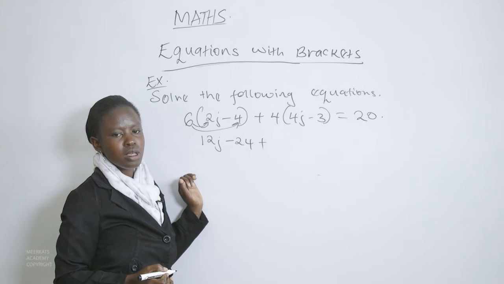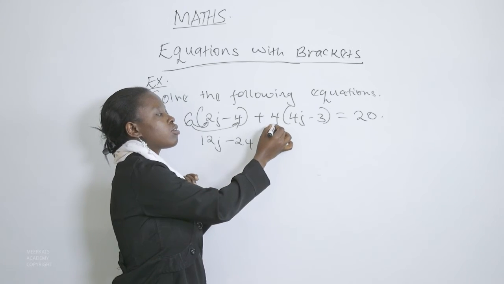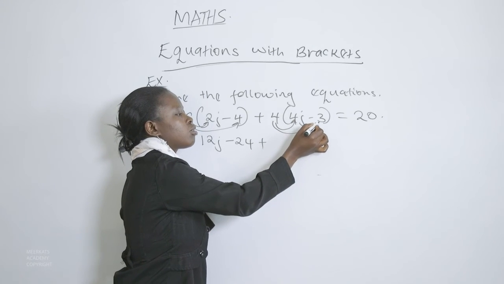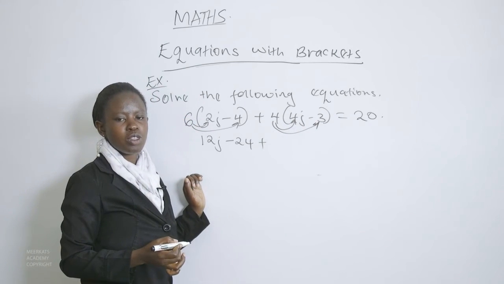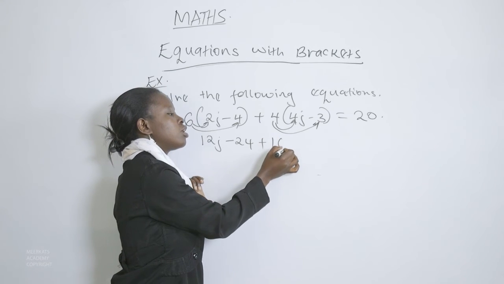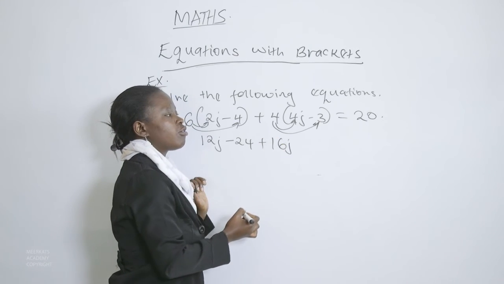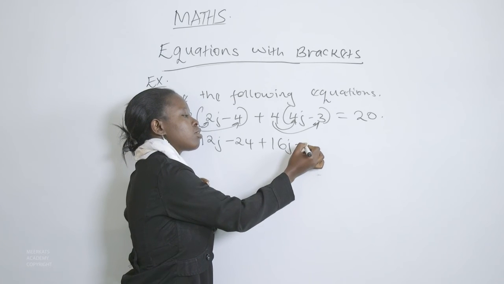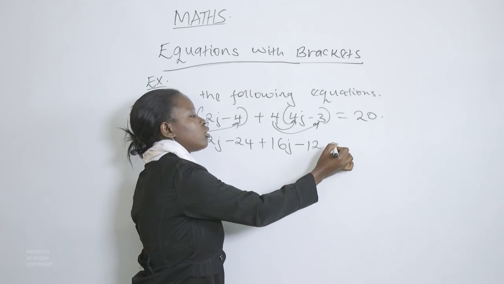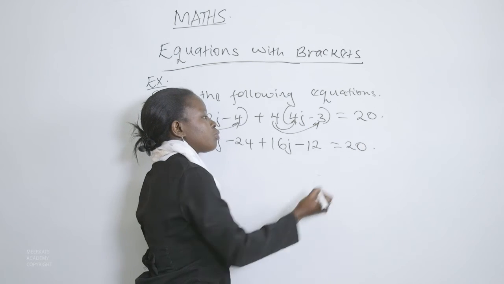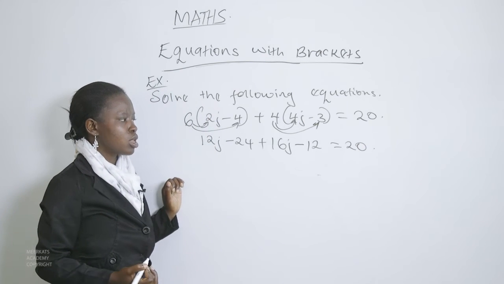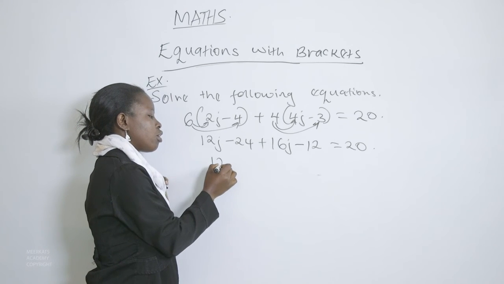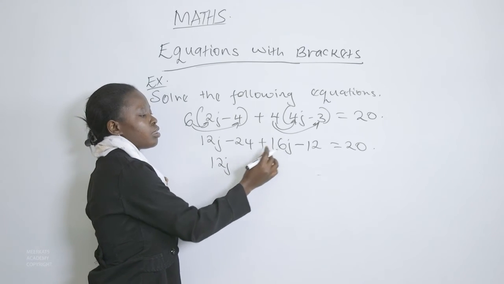Then plus 4 times 4j. Then 4 times negative 3. So that we have 4 times 4j will give us 16j. Then 4 times negative 3 will give us minus 12 to give us 20. So solving this, we need to collect the like terms. So our like terms, we have 12j and 16j.